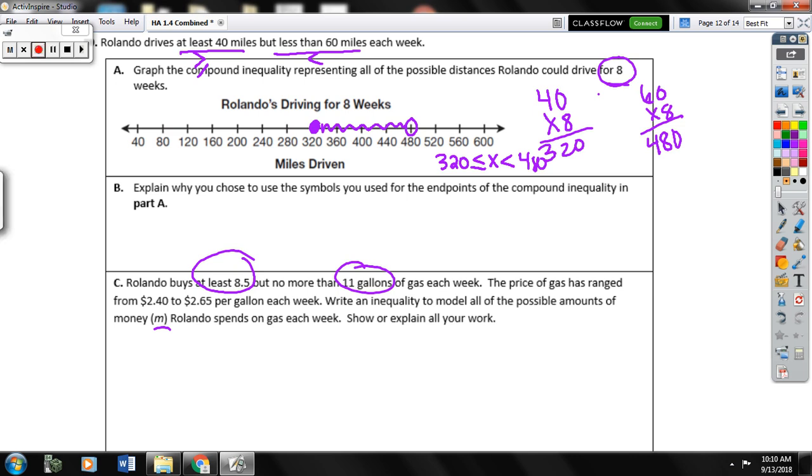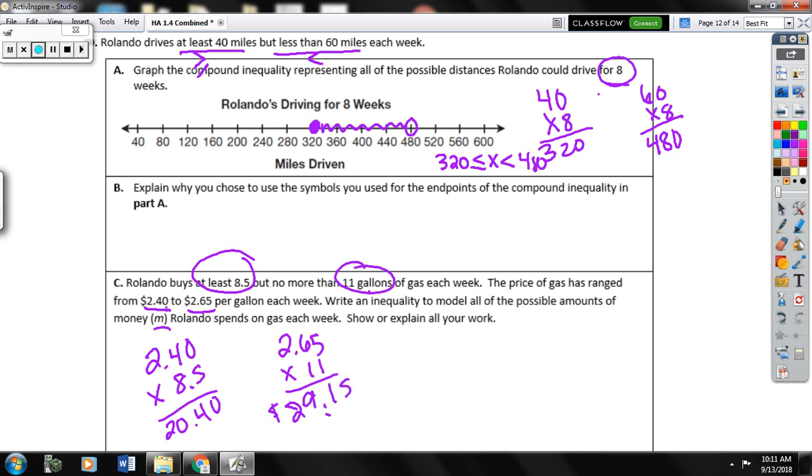Okay, that wouldn't include the total number of gallons. This is the price per gallon. So you actually need to take the $2.40, that's the smallest amount, times the smallest number of gallons that he buys, which would be 8.5. And I'll just tell you what you get there because we're short on time. And then you also need to take the largest amount of gallons he might buy times the largest price. So you're finding the maxes and the mins of this scenario. And then you would write your inequality, which would be how you said it was, less than or equal to, less than or equal to.